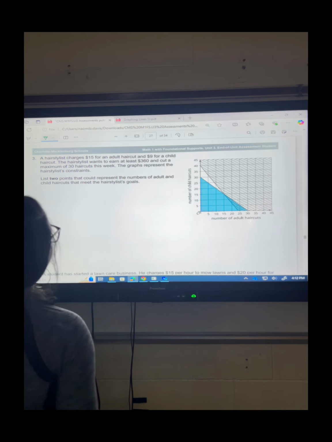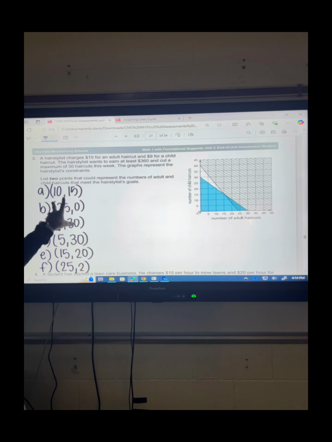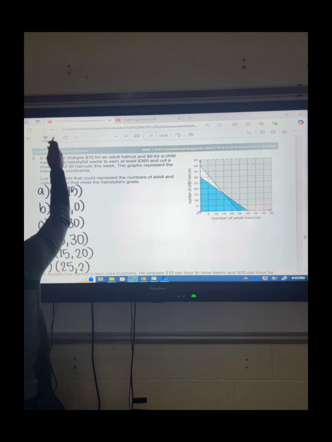This charge is $15 for an adult haircut and $9 for a child haircut. We did this during class. A hairstylist wants to earn at least $360 and cut a maximum of 30 haircuts this week. List 2 points. Because you don't have to list the 2 points. You're literally selecting out of this list. So how do you do that?